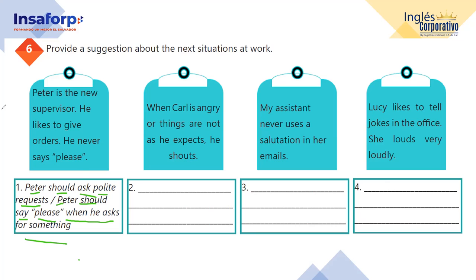And in the same way, we have Carl, the assistant, and Lucy. We have three more different situations at work. What suggestions can we give to those three? And that is what you are going to do in this moment with your team. At least two for each one. Do you understand? Yes, teacher. Yes, teacher.